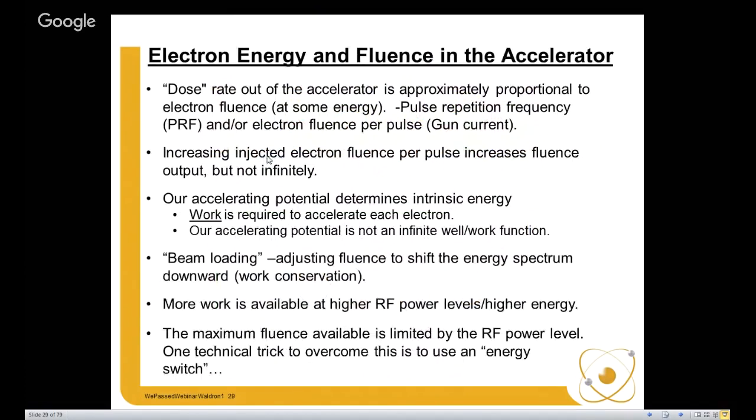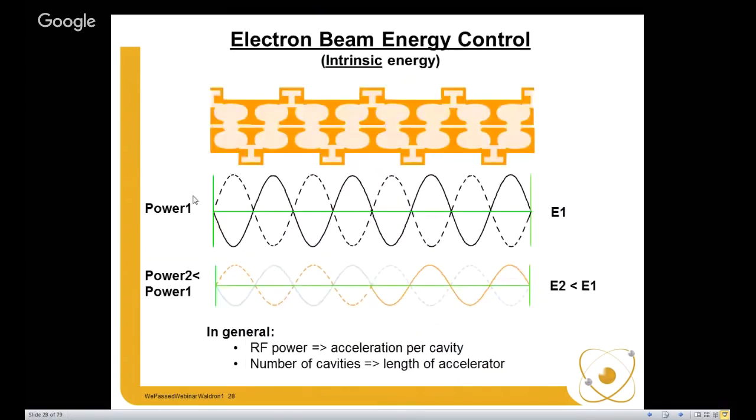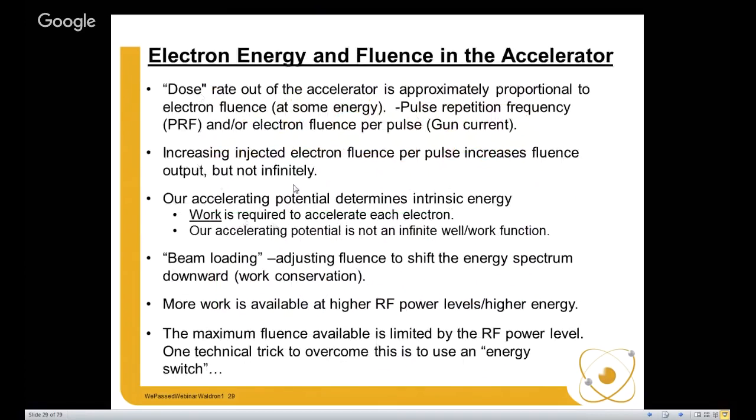Now there is one little detail, and that has to do with the fact that power 1 has a certain amount of work it can do on the electrons. Power 2 does less work than power 1. And it does take work to accelerate the electrons. So if I have a high energy or a high power level, the maximum electron fluence that I can inject into my accelerator and successfully accelerate to that high energy is not unlimited. This is going to affect dose rate ultimately.